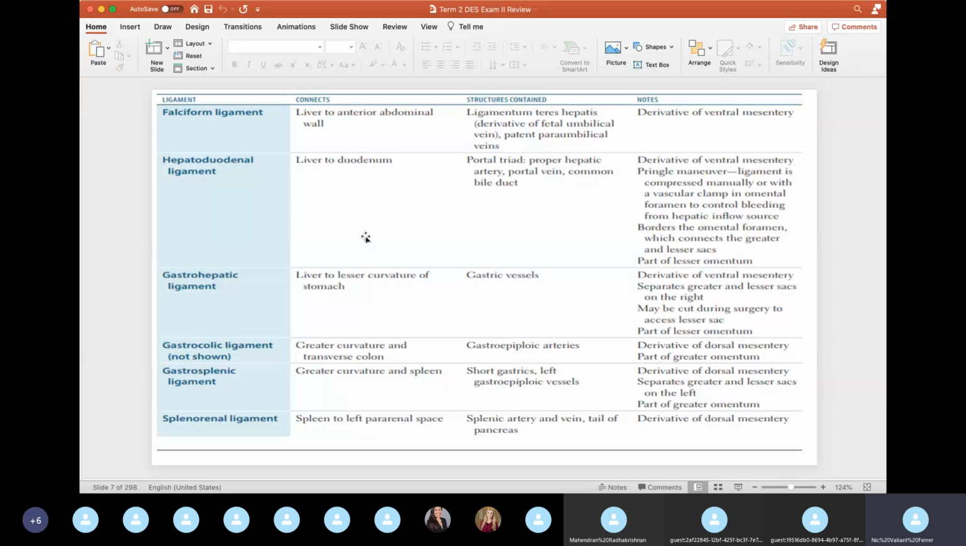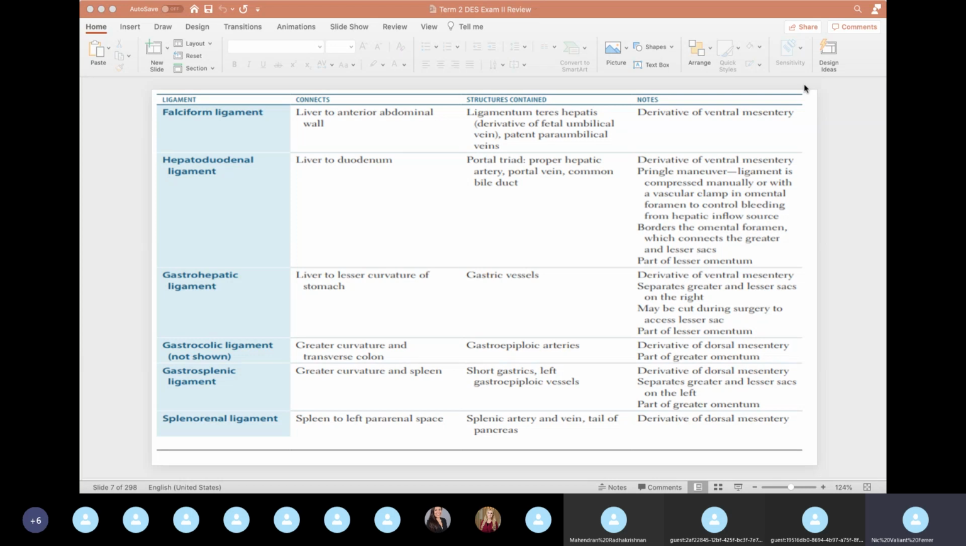Another high yield point here is the hepatoduodenal ligament, which connects your liver to the duodenum. Why? The portal triad is in there. So you have the proper hepatic artery, portal vein, and common bile duct. What's the derivative of these structures? They're derived from your ventral mesentery. So if I'm doing abdominal surgery, I can do a Pringle maneuver. The ligament is compressed manually or with a clamp to control bleeding from the hepatic inflow source.